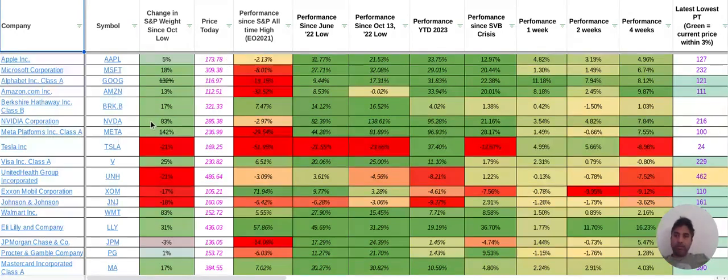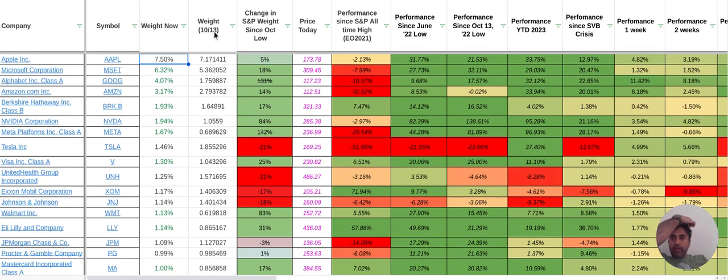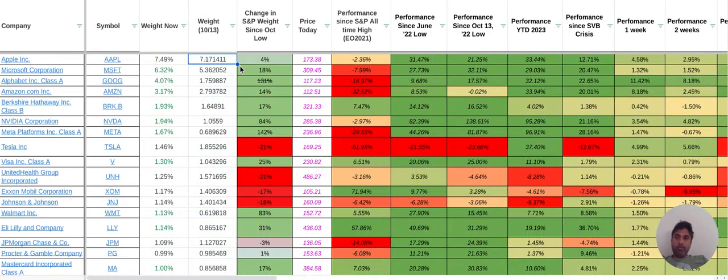So for example, if I expand this, you will see that Apple is 7.5% today. Then you have this weight: Apple's weight in the S&P was 7.17% around 10/13, when we had the previous S&P low. Then we have multiple other columns here, so I'll go over each of them one by one, but this whole spreadsheet is basically all the stocks.